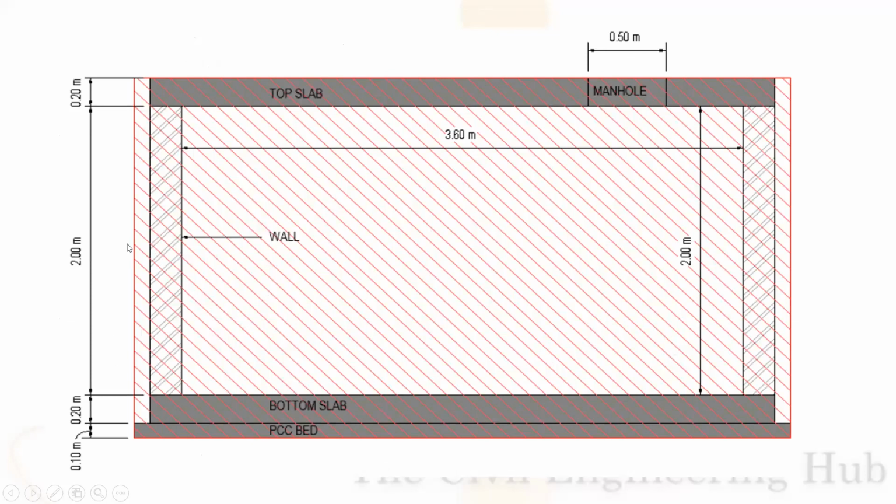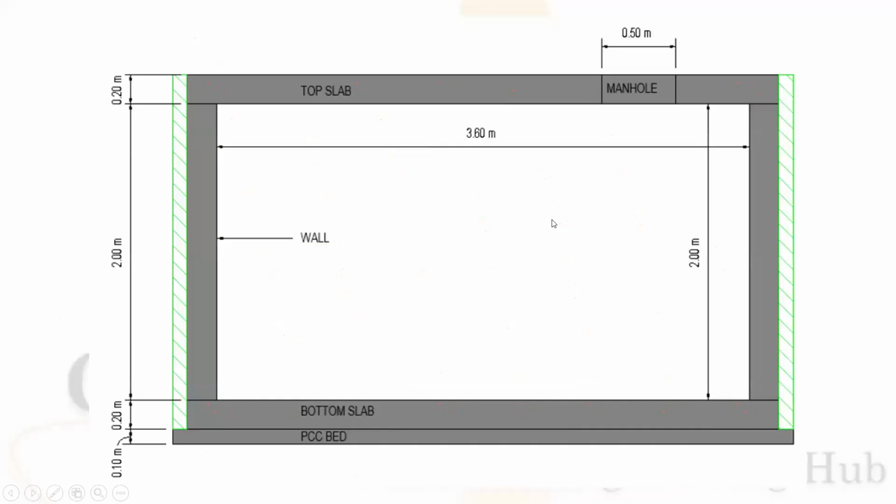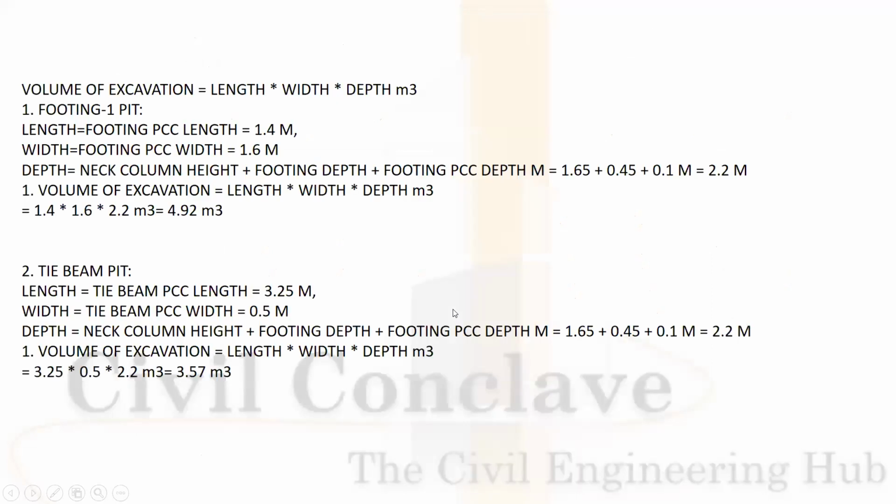It has a depth of 2 meter, top slab of 0.2 meter, bottom slab of 0.2 meter. The manhole will be 0.85. This is the structure, and this is the wall thickness. Now we are going to do the calculation.